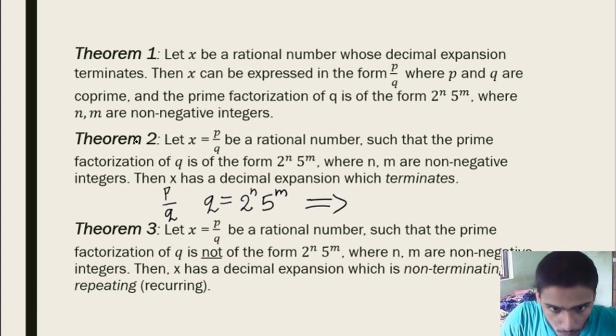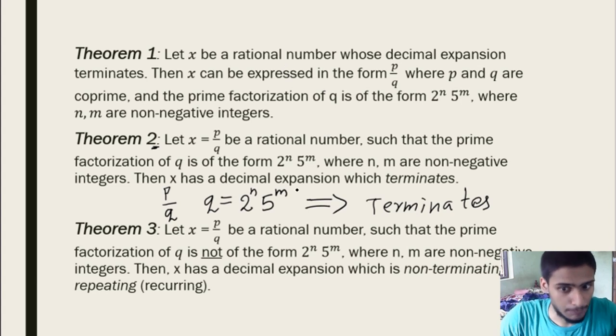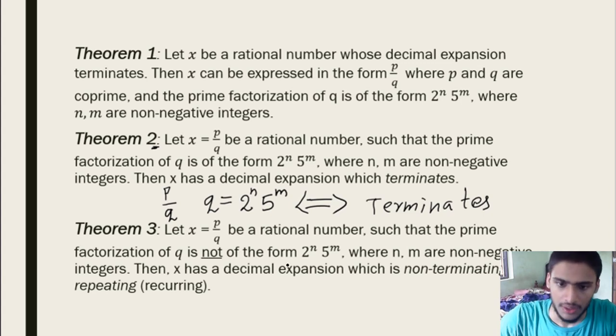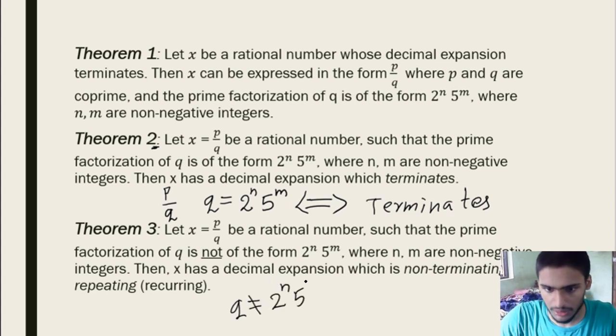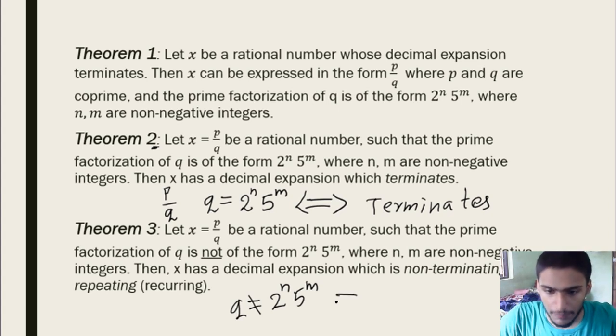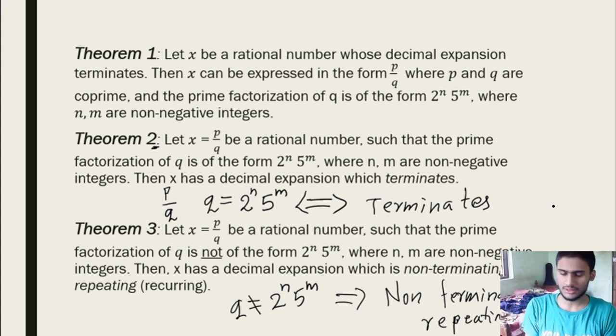Theorem 2 says that if this is true, then the number terminates. Just simply what we already learned. The first theorem simply states the opposite, that is, if a number terminates, then this is true, which is naturally correct. And theorem 3 is the other part, that is, if q is not of the form 2 raised to m into 5 raised to n, that is, q cannot be expressed as a product of 2 and 5 only, then it is not terminating, repeating. I believe it is clear.